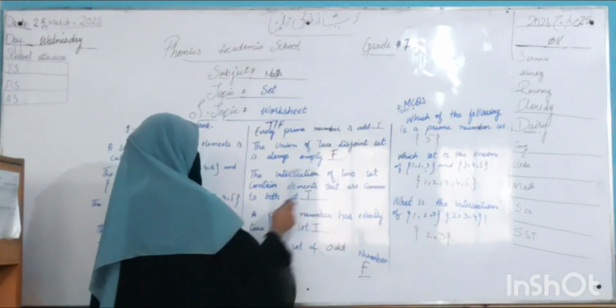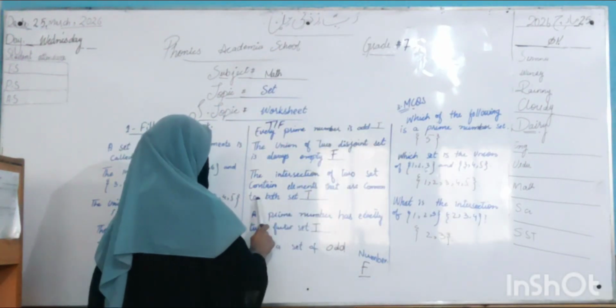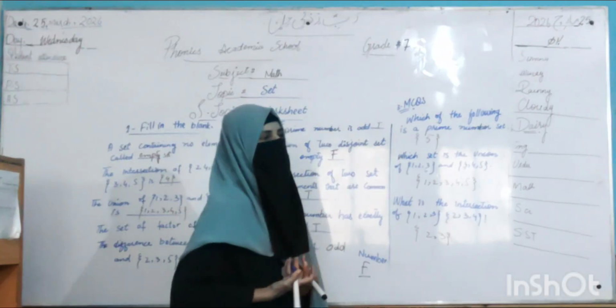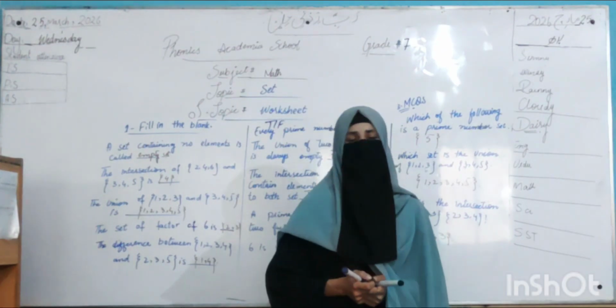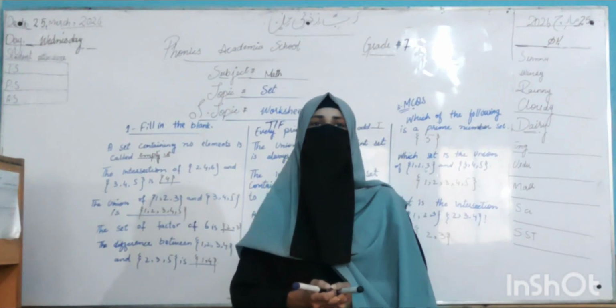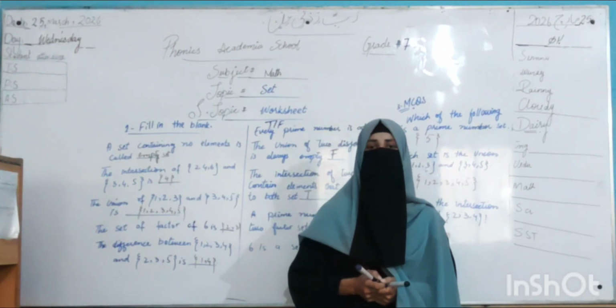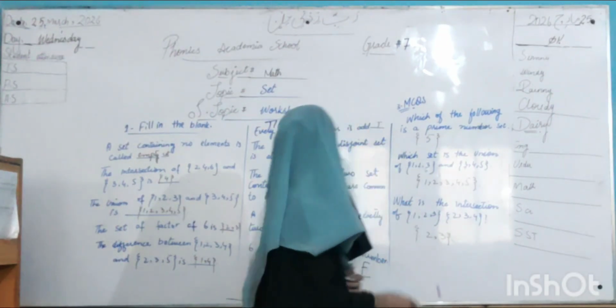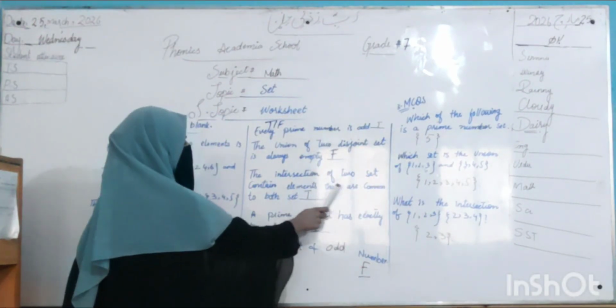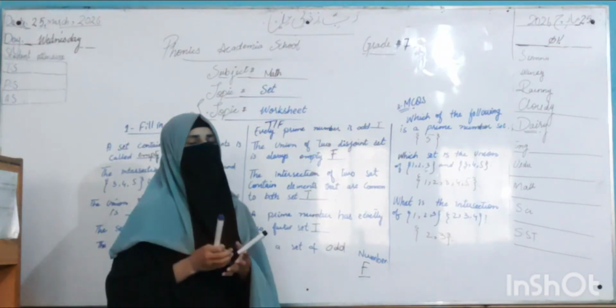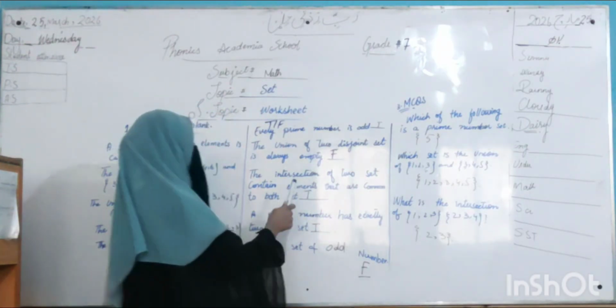The intersection of two sets contains elements that are common to both sets. You know that when you take the intersection of set A and set B, the common elements are contained in the intersection. So this statement is true, because they say the intersection contains the common elements.